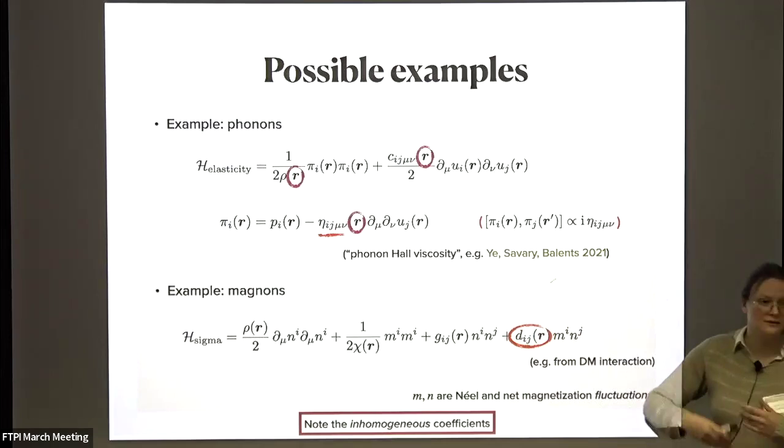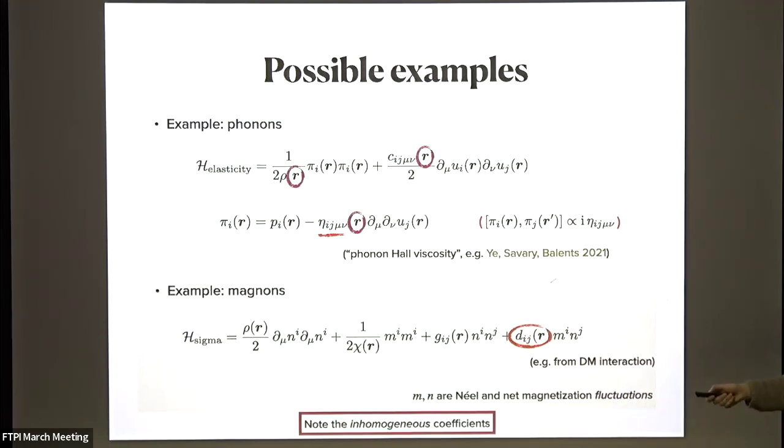You can also have a theory where your bosons could be magnons. In order to get a Hall effect, you would want to have a term coupling your longitudinal to your net magnetization, in an antiferromagnet, a Néel and net magnetization. Okay, so these are the kinds of systems you might want to have in mind.